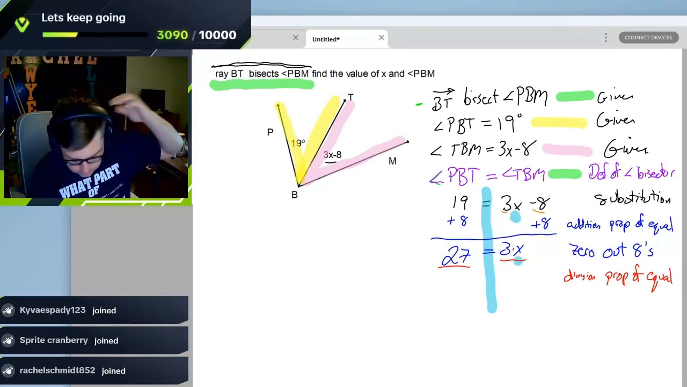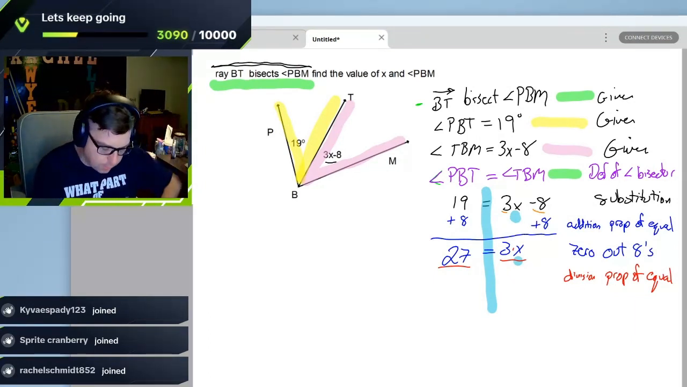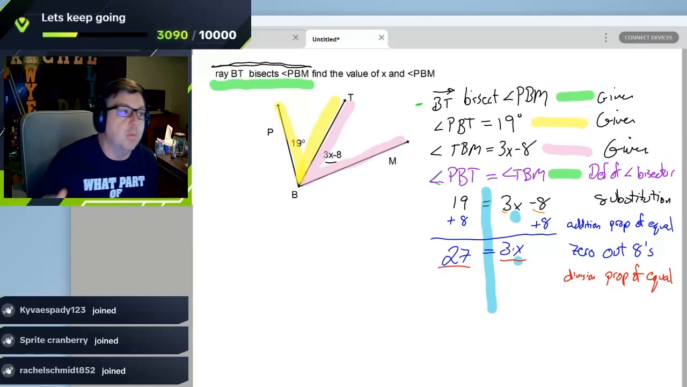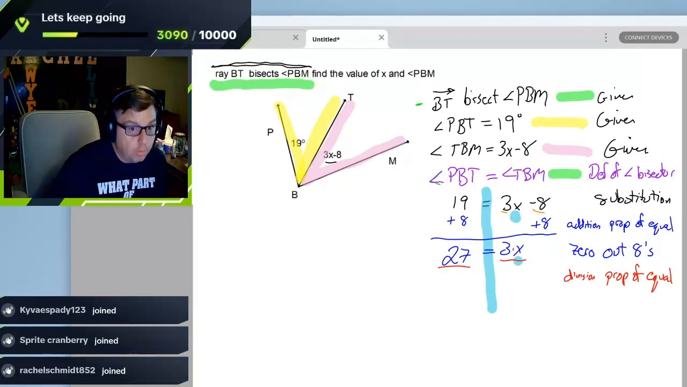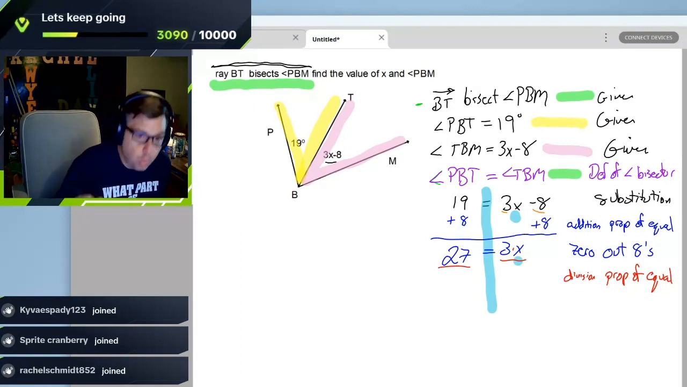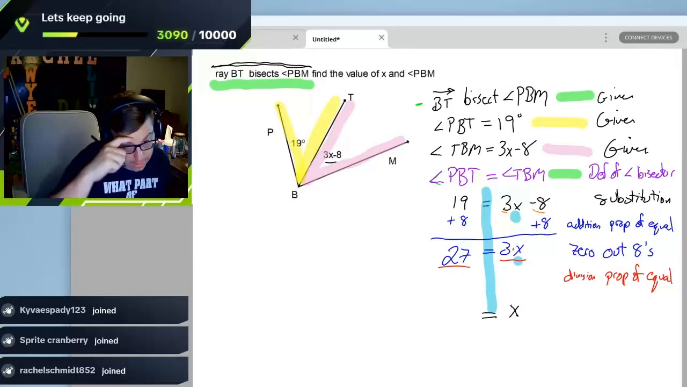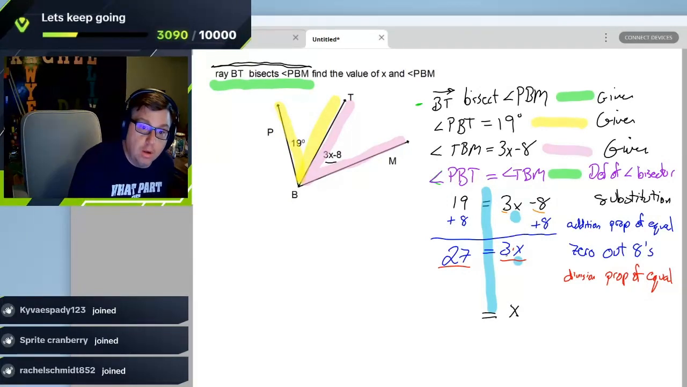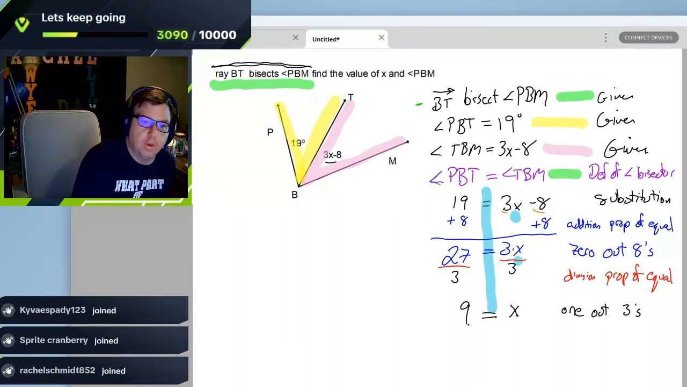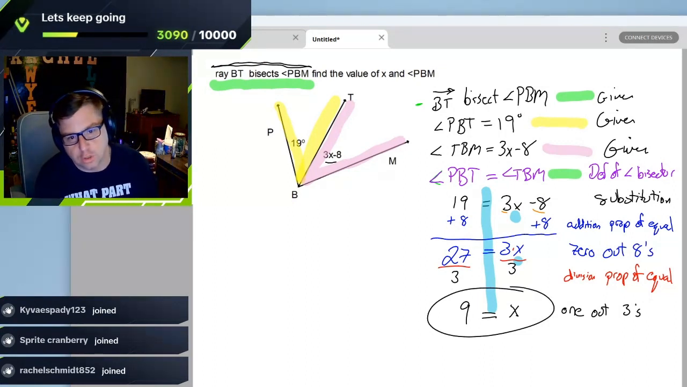Now, a lot of times, students will get confused. Well, do I do the 27 or the 3? But let's go back. What are we trying to do? What do we want? We want x by itself. So if we want x by itself, what do we need to get rid of? We have to get rid of the 3. Because what's 3 divided by 3? It's a 1. We are 1ing out the 3s. And when we do that, 27 divided by 3 becomes 9. Now we have a solution.